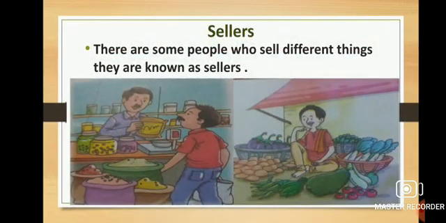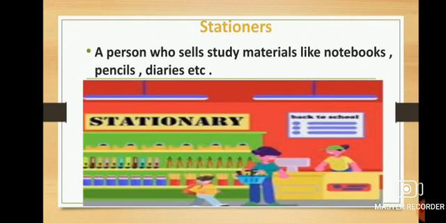First one is sellers. There are some people who sell different things. They are known as sellers. We buy these things from them in the market. First one is stationers. A person who sells study materials like notebooks, pencils, diaries, etc. is known as a stationer.